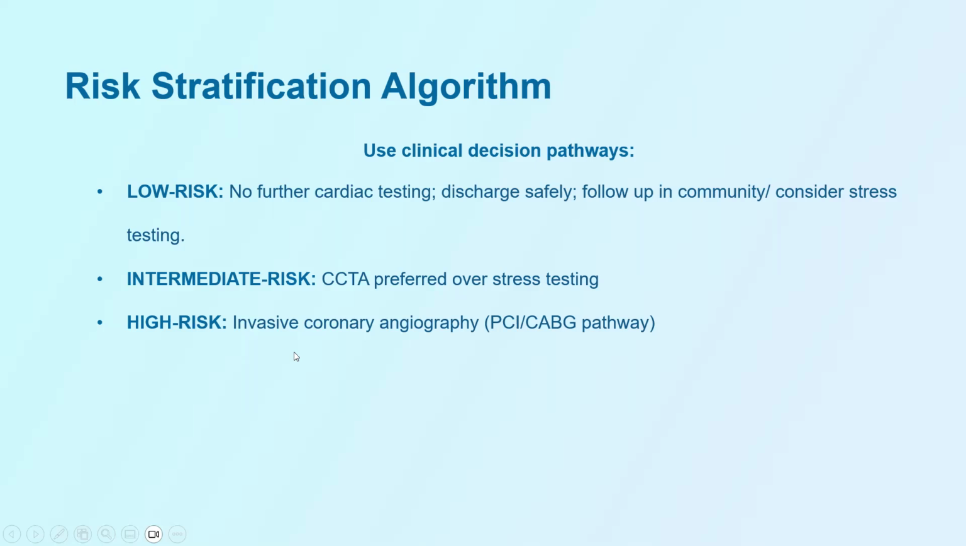High risk patients, we can consider invasive coronary angiography. We either use PCI or CABG. Once we determine that they're high risk, then we decide based on how long it has been going on and how many vessels are involved. We will discuss those algorithms for when to do PCI or when to do CABG later on.